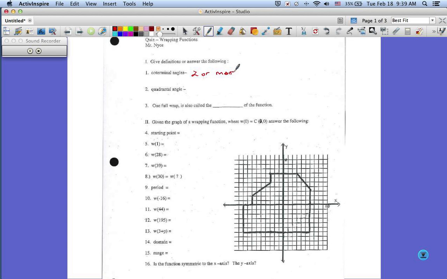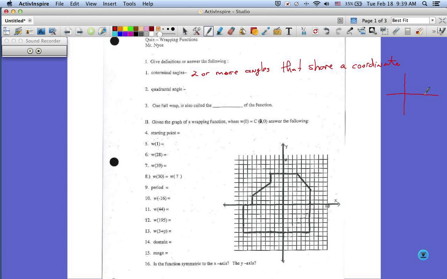Two or more angles that share a coordinate. Okay, an example would be like 10 degrees and 370 degrees.